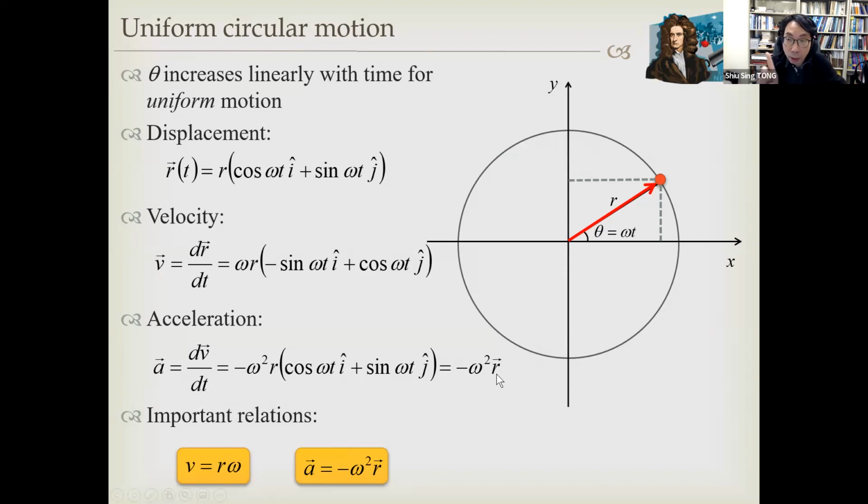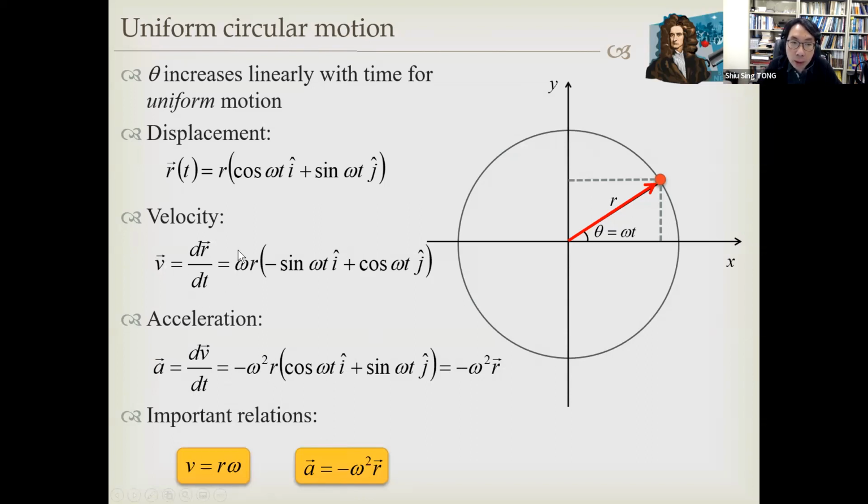So that is the relationship between the acceleration and the position vector of the object. They are in opposite directions. The radial vector, the position vector, directs outwards, and the acceleration vector directs inwards because of this minus sign, right? So that is what we call centripetal acceleration. And the centripetal acceleration is related to omega and r by a equal to omega squared r, with a minus sign.